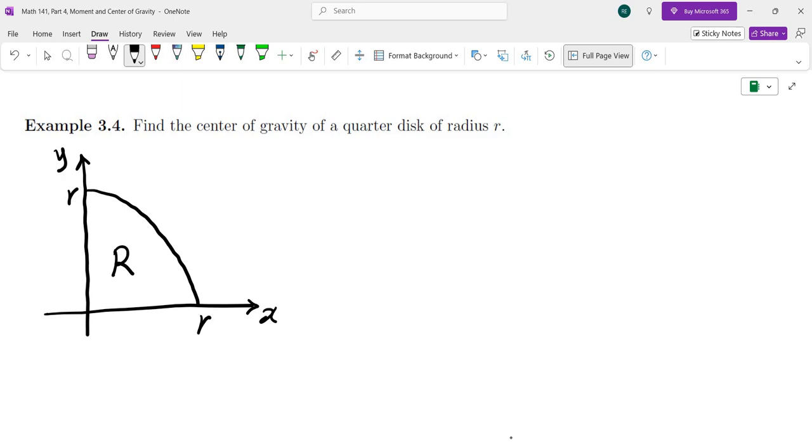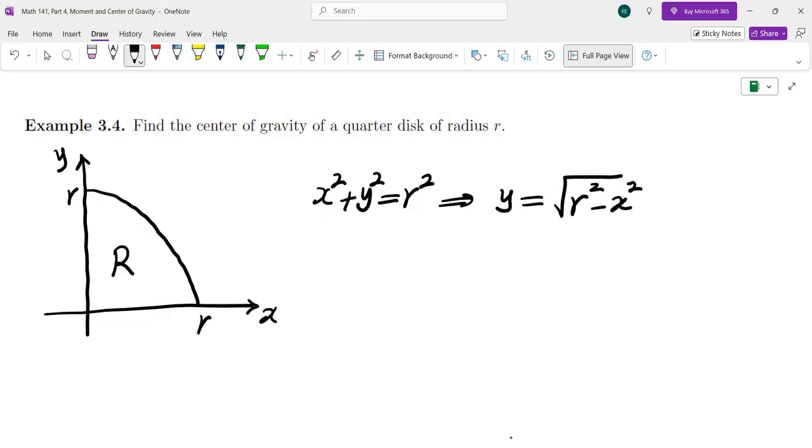So for that, we need to find the two functions, the function on top and the function at the bottom. So this is a quarter disk of radius r. So the equation is x squared plus y squared equals r squared. We can solve for y because we need the function. We get y equals the square root of r squared minus x squared. Notice that I placed the origin at the center of the disk to make things simpler. So the top one is y equals root r squared minus x squared.